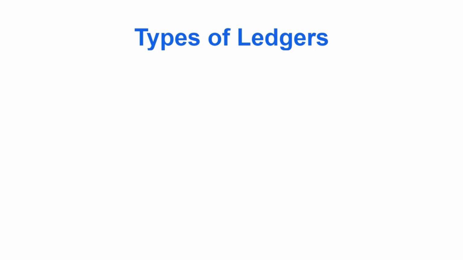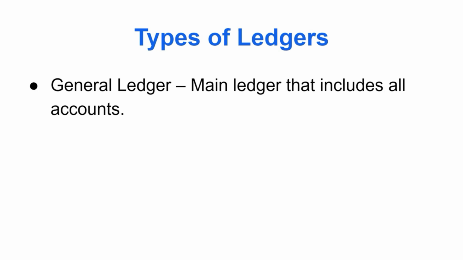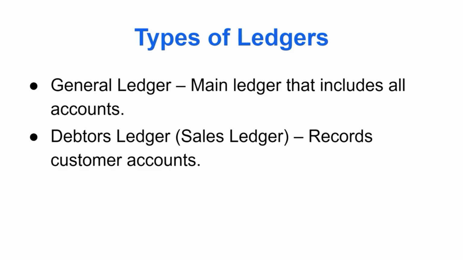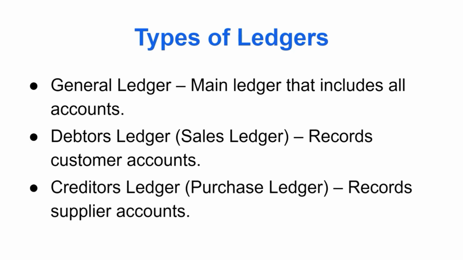Types of ledgers. Broadly, there are three. That is the general ledger, the main ledger that includes all the accounts such as cash account, capital account, rent account, and then the debtors ledger, also called the sales ledger. It records customers' accounts, and the creditors ledger or purchase ledger. It records supplier accounts.